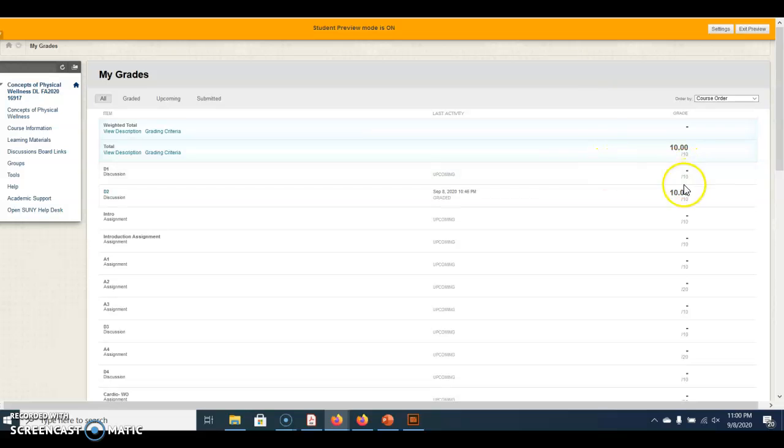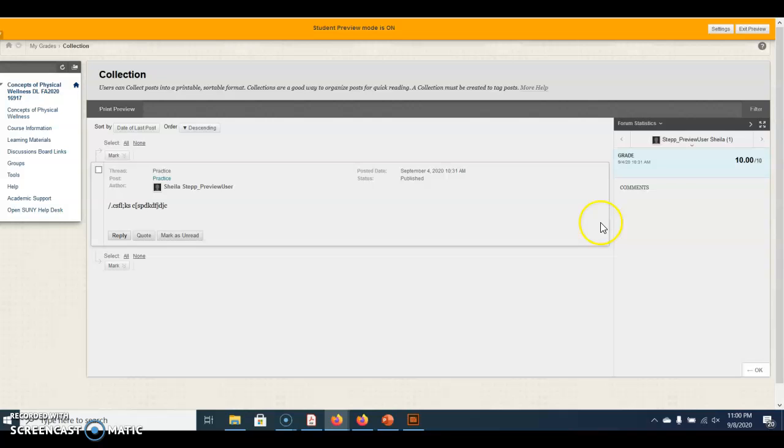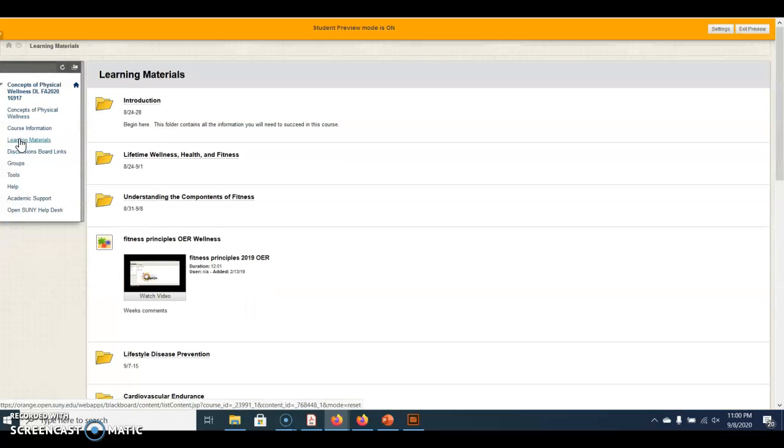And so I can literally check out my score and open up to see what the actual statements were and what I said about the grades. So that's how you would check your grades to make sure that you're learning from any mistakes that you might make. So now I've clicked into learning materials.